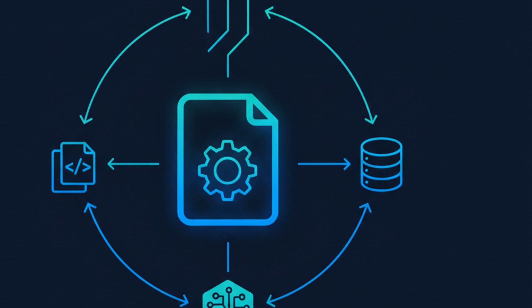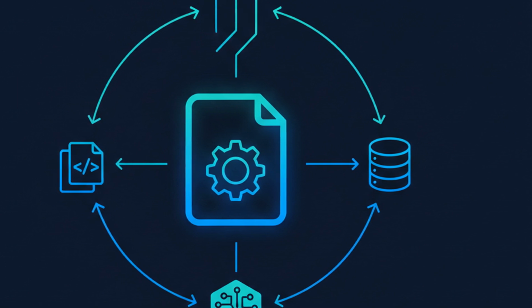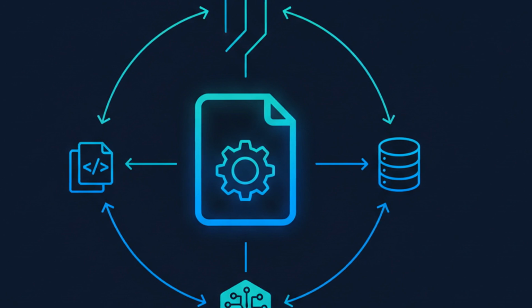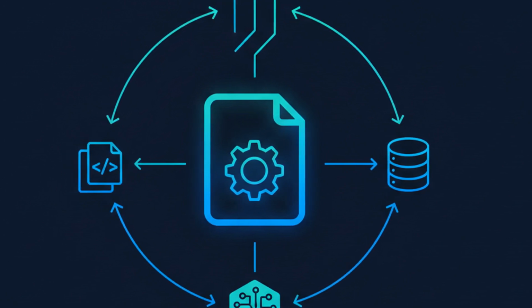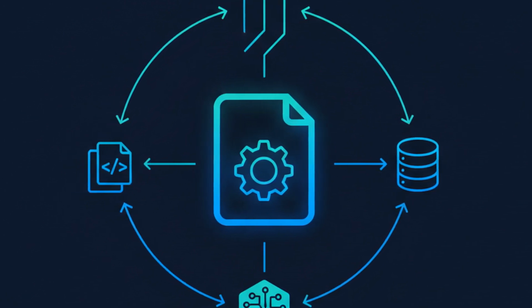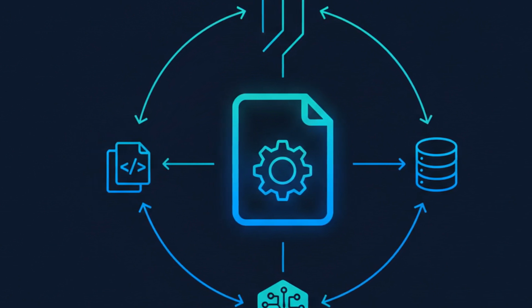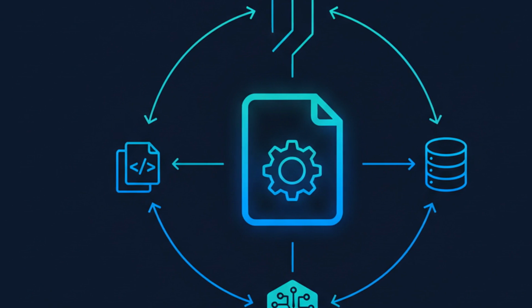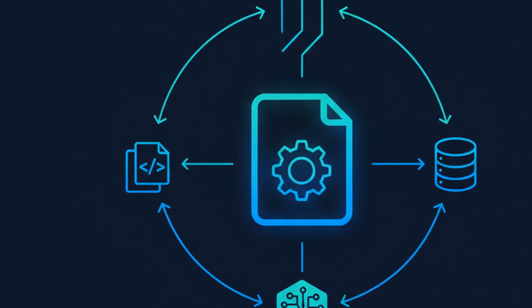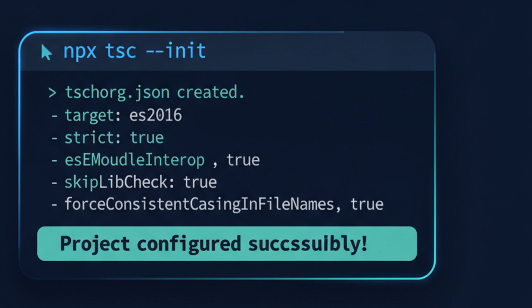So what exactly is tsconfig.json? Think of it as the rulebook for the TypeScript compiler. When you run TypeScript, it looks for this file in your project root and follows whatever instructions you put inside. It controls how your code gets checked, where the output goes, and how strict the type checking should be. Without it, TypeScript just guesses with defaults. And the defaults are rarely what you want.